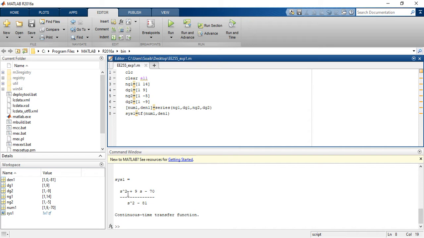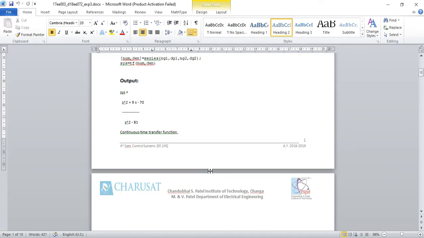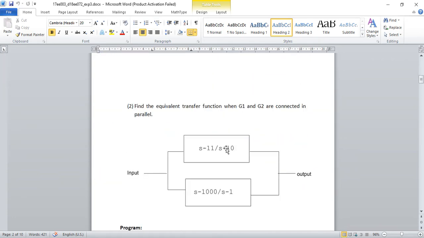If I am running it, I will be getting system 1 is equal to s square plus 9s minus 70 divided by s square minus 81. So you can take any values of G1 and G2 and you can get the answer of series connection. So this is the first part. In the first part, two blocks are connected in series. In the second part, two blocks are connected in parallel.